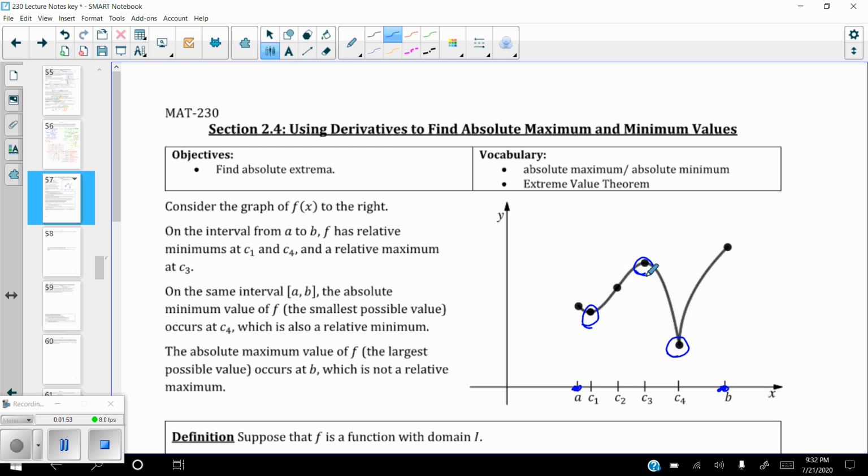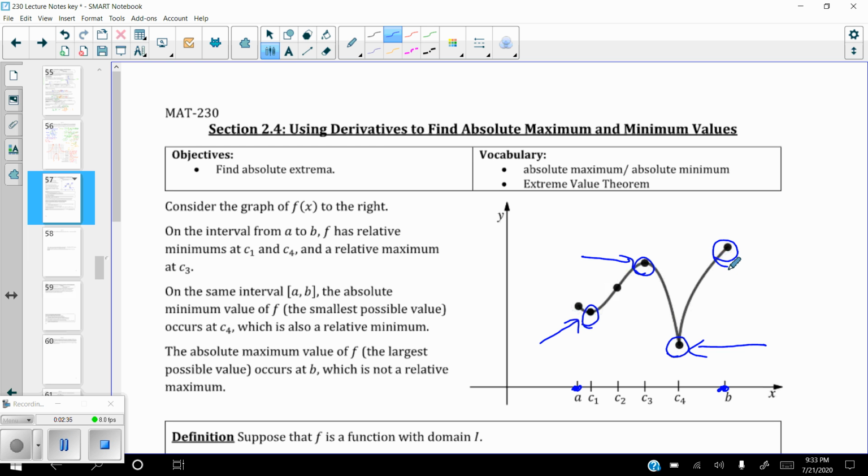However, on the interval from A to B, the relative minimum at C4 happens to also be the absolute minimum value. It is the lowest possible place on the graph. The one at C1 is just a relative minimum. It's not the lowest possible place on the graph. This one right here is. Now I also have a relative maximum right here at C3. It, however, is not the highest point on the graph. The highest point on the graph actually occurs at the endpoint over here at B.